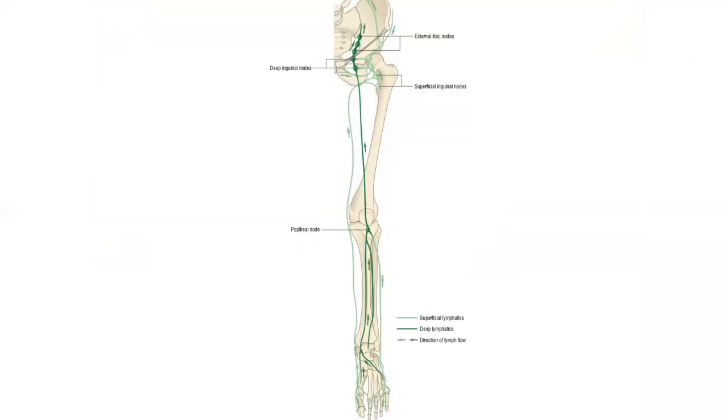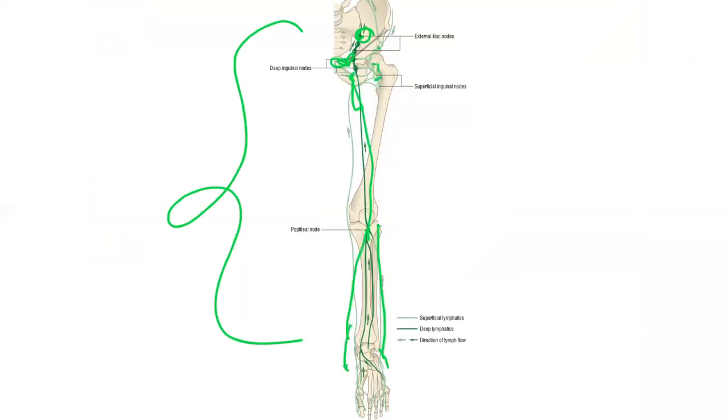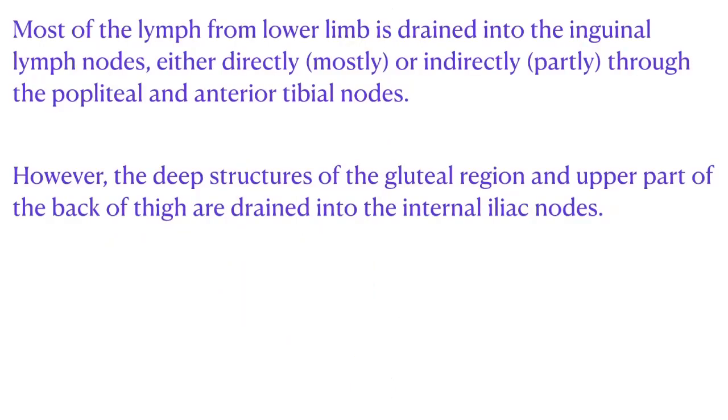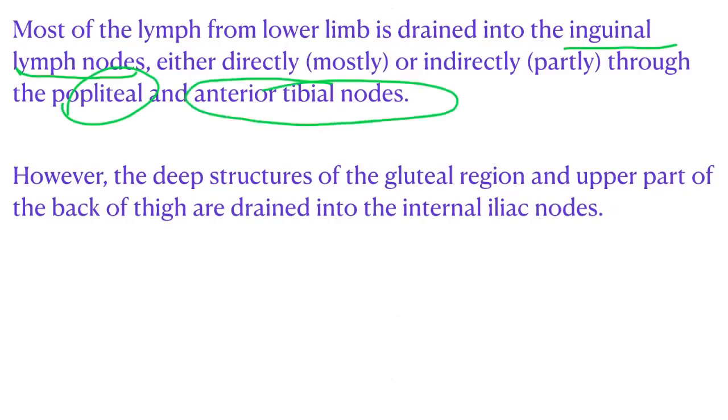Okay, this is the whole overview of the lymphatic system, right? Lymph nodes, different lymph nodes, lymphatic vessels. So most of the lymph from the lower limb is drained into the inguinal lymph nodes, either directly or indirectly through the popliteal and anterior tibial nodes.